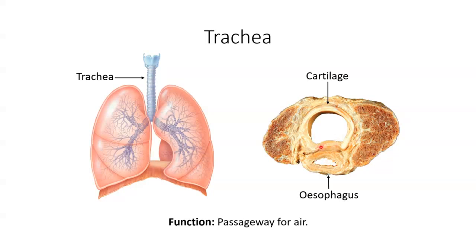The rigid structure of the trachea, being mainly made up of cartilage, is really important. It will hold the trachea open and stop it from collapsing when we breathe inward during exhalation. Obviously, the function of the trachea is that it's a passageway for air.